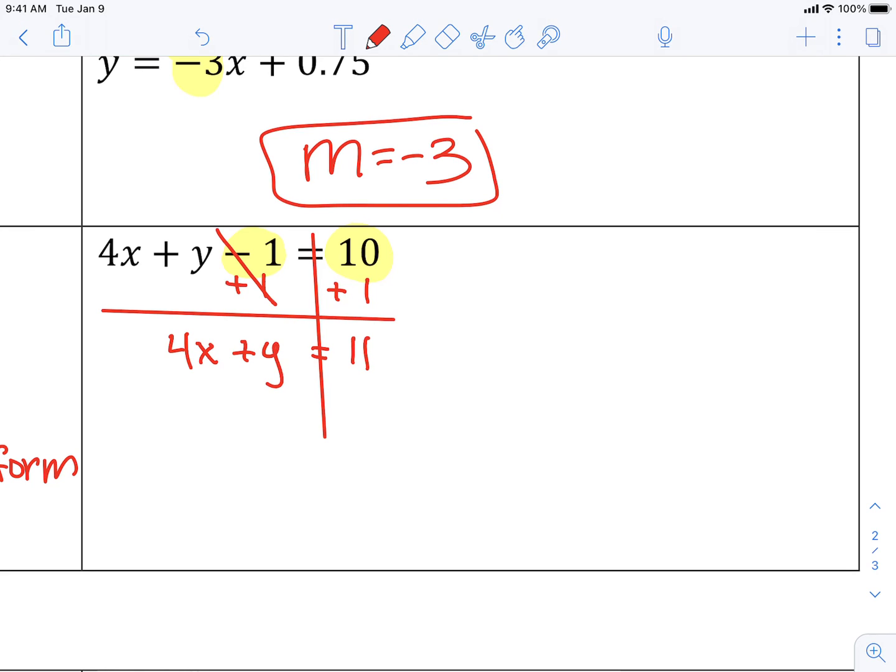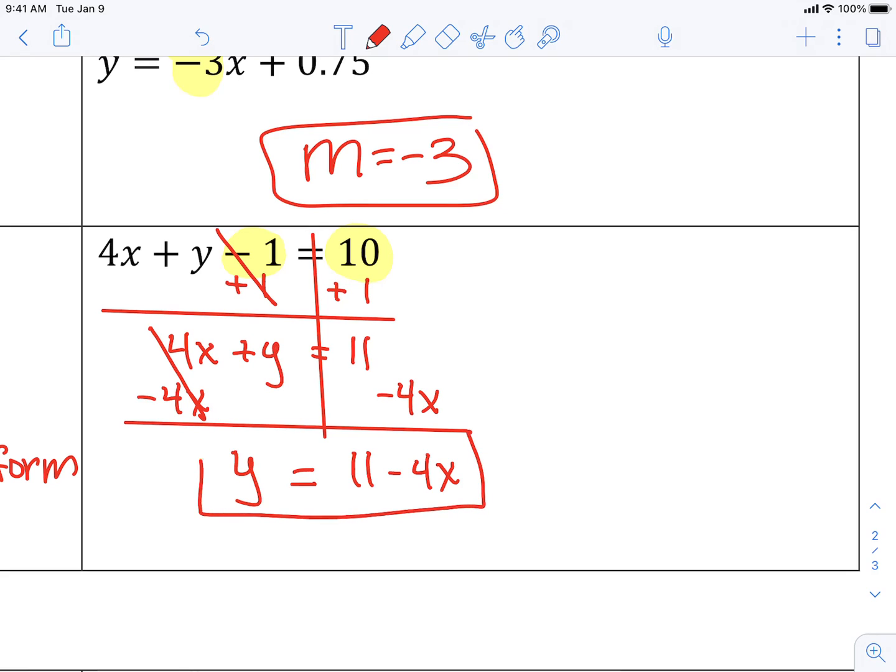Now, my goal is still to get y by itself. So I need to move over that 4x. To do so, I subtract 4x from both sides. Those zero out. I'm left with y equals 11 minus 4x. And lo and behold, I have it in slope-intercept form. And my slope is always the number in front of x, which makes my slope -4. Perfect. Okay, so we found our slope, we solved for y. We're professional mathematicians over here.